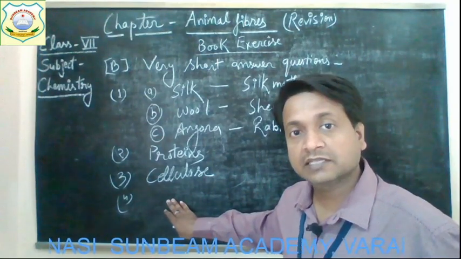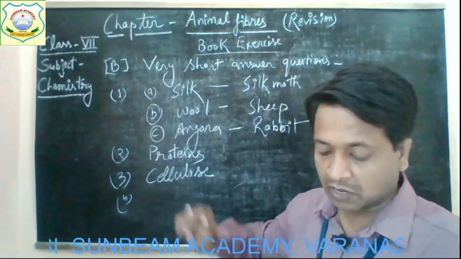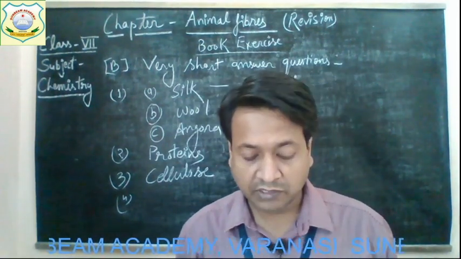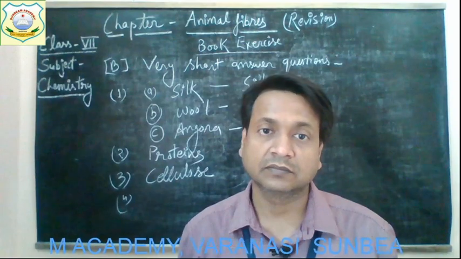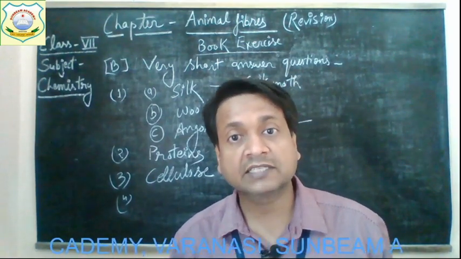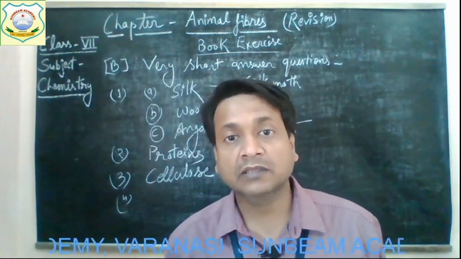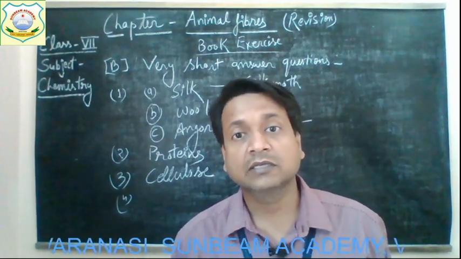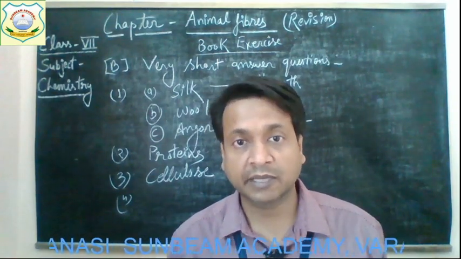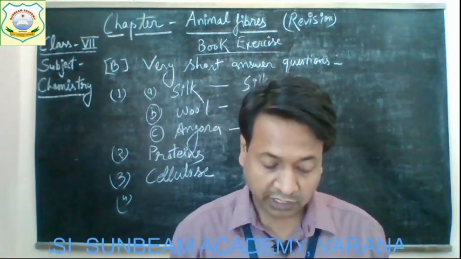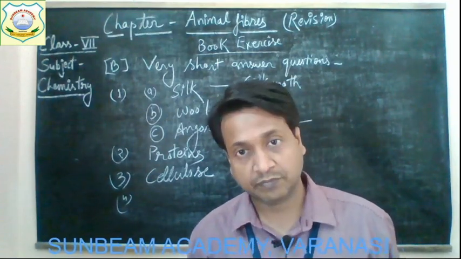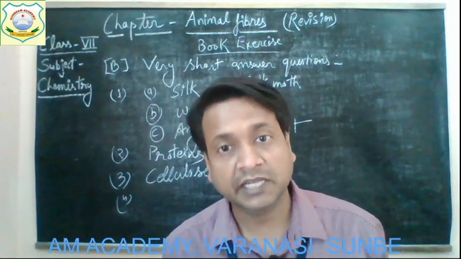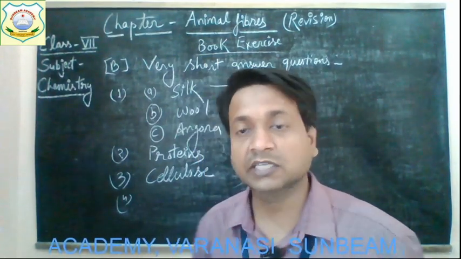Alright children, the answer to number 3 is cellulose. Now, question number 4. The removal of wool from our sheep is called. Children, there are different steps involved in obtaining wool from the hair, and one of the steps is where the hair of animals like sheep is removed. So here you have to write the name of that step. The removal of wool from a sheep is called shearing. The name of that step is shearing.